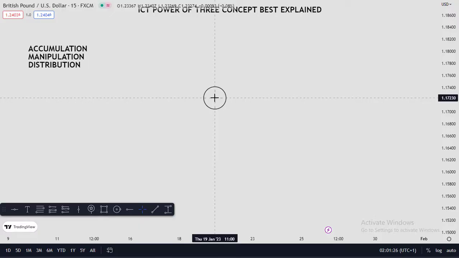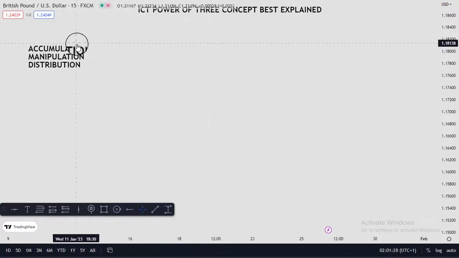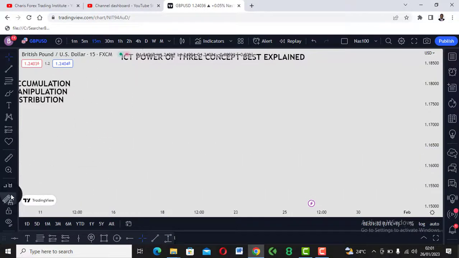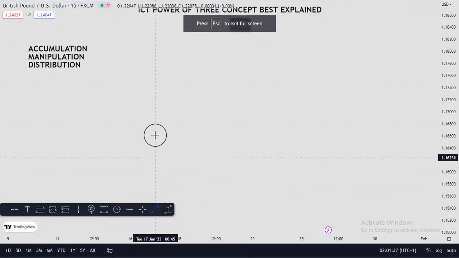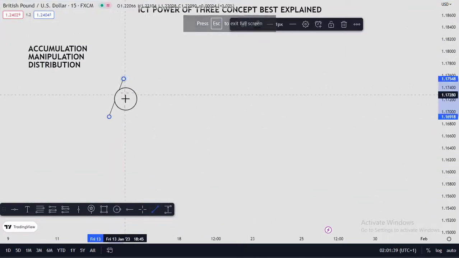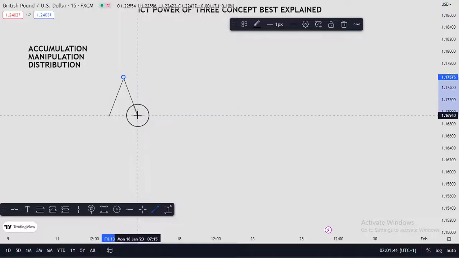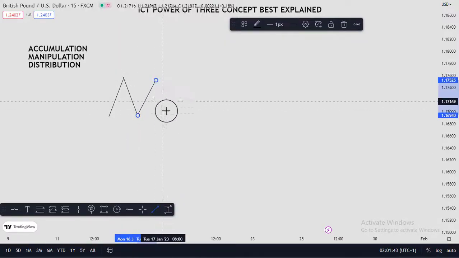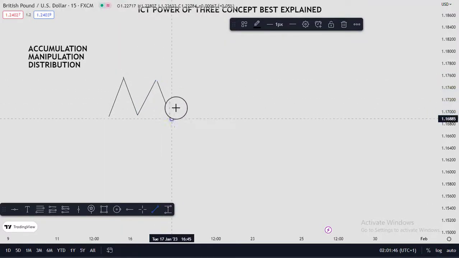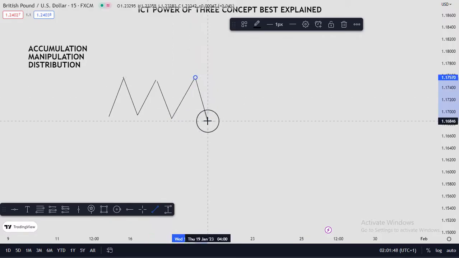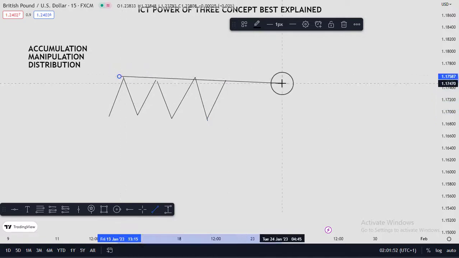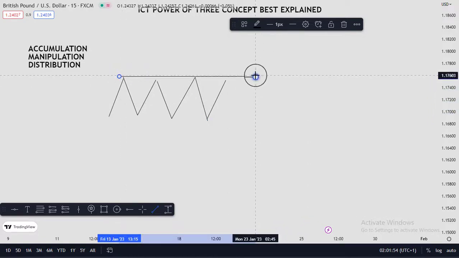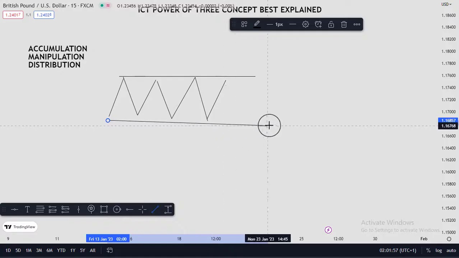Now, accumulation does not necessarily have to be consolidation, because this is where most people get it wrong. They assume that because it is accumulation of contracts, it has to be consolidating, it has to be in a range. But that's not true. Accumulation is actually relative to time. It's the time period that makes that period a period for accumulation of contracts.